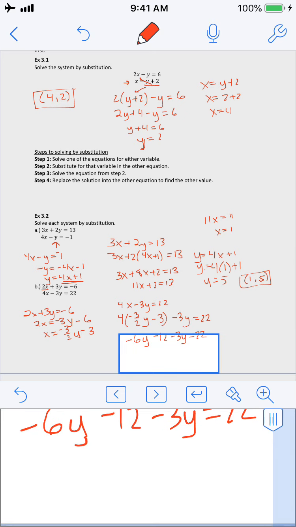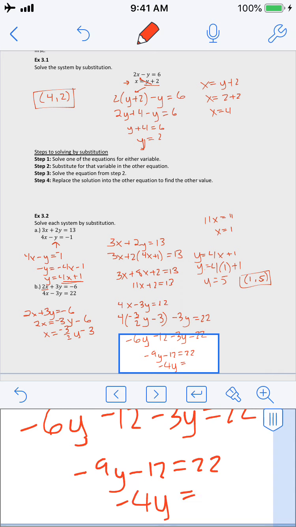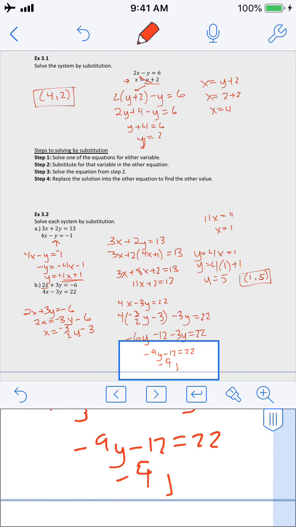Combine like terms. Negative 9y minus 12 equals 22. Add that negative 9y. Oh, that's a 4. Oh my goodness. Okay. Stylus is starting to bug me. 34?